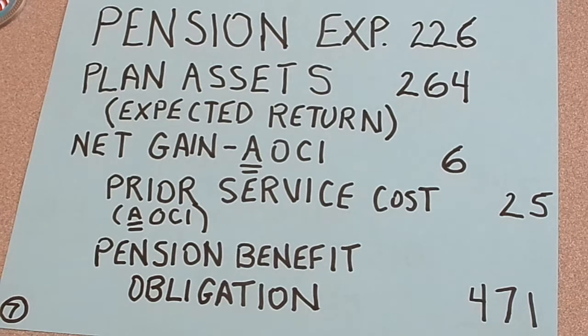The prior service cost, we are showing a credit for the amortization for that of $25,000, and the offset, the final number, is the total pension benefit obligation for the year of $471. At this point, we have a balancing journal entry.